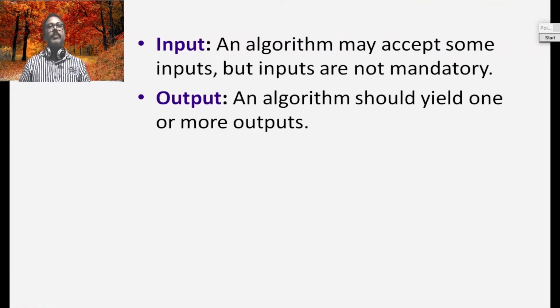Input. An algorithm, if required, may have to accept some input. But input is not mandatory, not compulsory. Output. An algorithm should yield some output, maybe one or more outputs, or maybe controlling something, whatever it be. Temperature control is not giving any output like printing the value of C, but it is controlling it. That is also an output. If there is no output, then there is no meaning in writing the algorithm itself, because you write it for some purpose. The purpose is to produce the desired output.